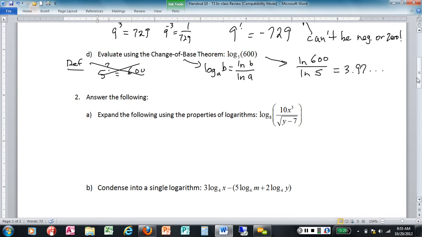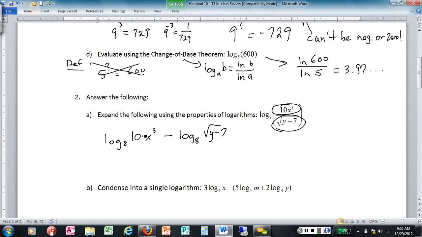All right, so what do we know about expanding that? Well, I can expand, if I look at this as two things divided, this divided by that, I can expand that into 2. What's the operation if I expand those into 2? It'd be log base 8 of 10x cubed, what? Log base 8 of the square root. Minus, yeah. In that case, if I have 2 things divided, it turns into subtraction. So it would be log base 8 of 10x cubed minus log base 8 of the square root of y minus 7.